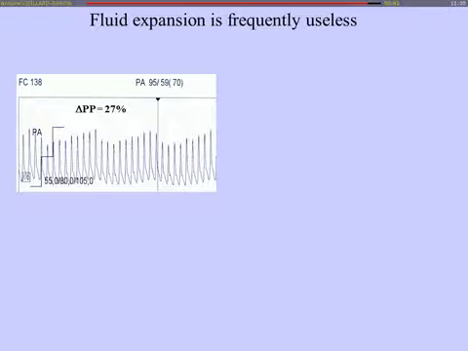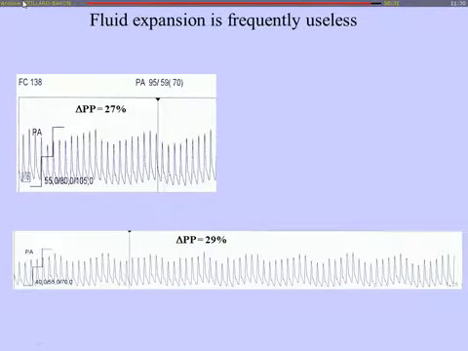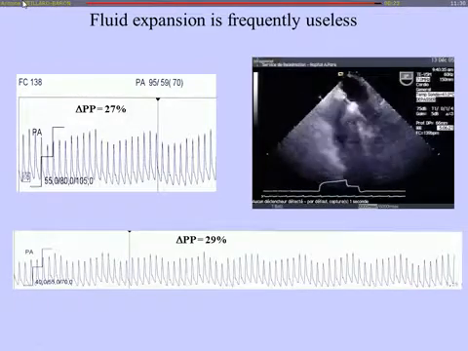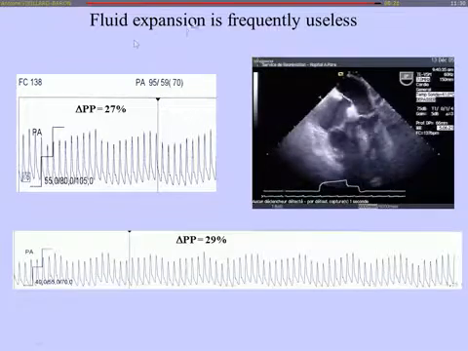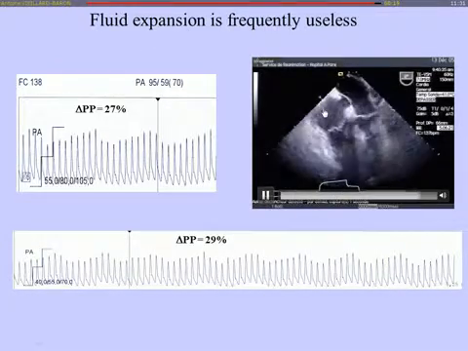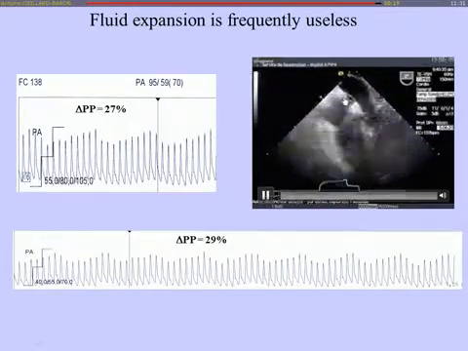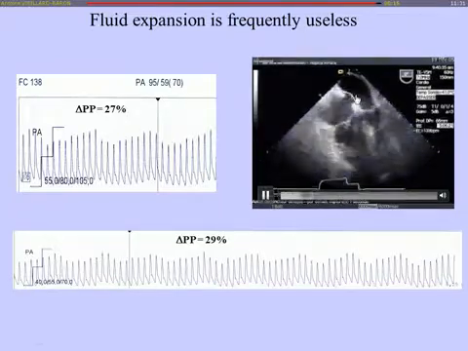This is the patient under mechanical ventilation for RDS. You can see the blood pressure variations. You can see that the delta PP was 27%. Look at after fluid expansion, no change in delta PP, no change in blood pressure, no improvement in hemodynamics. And look at how the right ventricle was. You can see a huge dilatation of the right ventricle and the right atrium. Look at how the right atrial septum is bulging toward the left atrium.